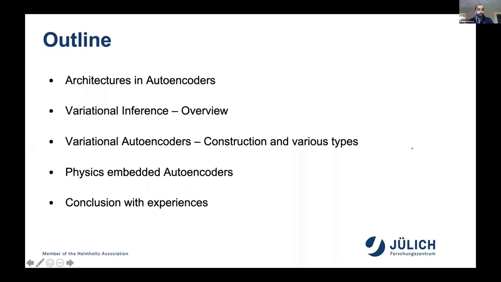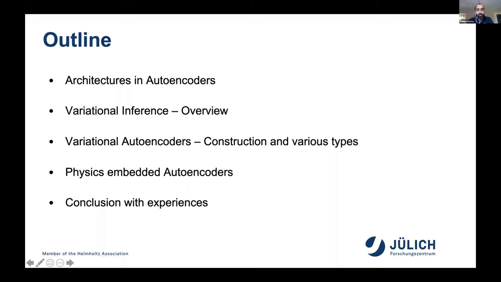To give a brief outline of my talk, initially I would give a very short introduction to the different architectures that are possible in autoencoders. I found a few architectures which are more useful for the use case that we have been working on, the turbulent boundary layer. So that is a focus for me, and I would be talking about that.